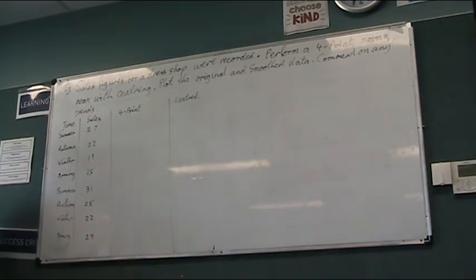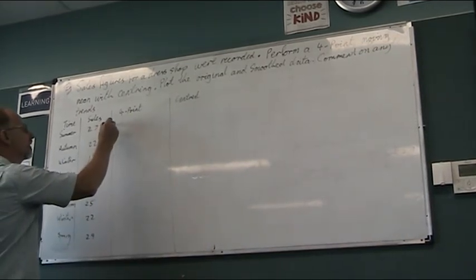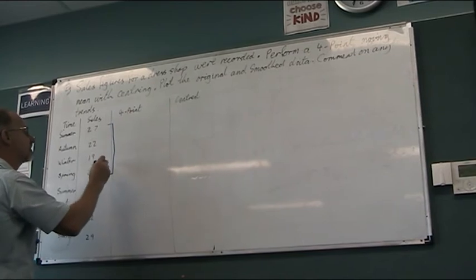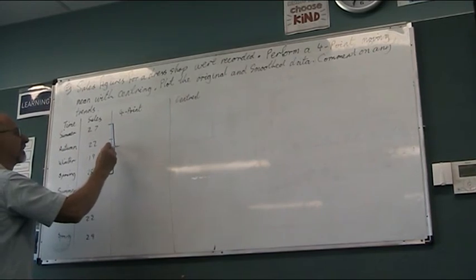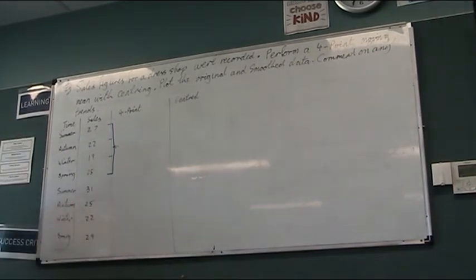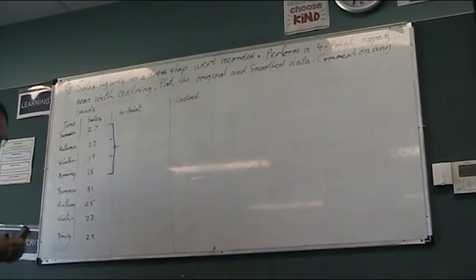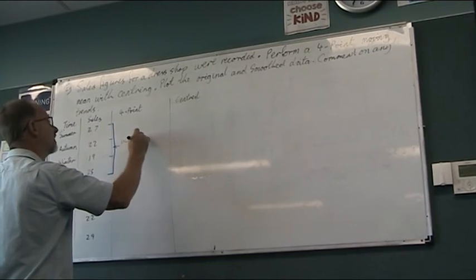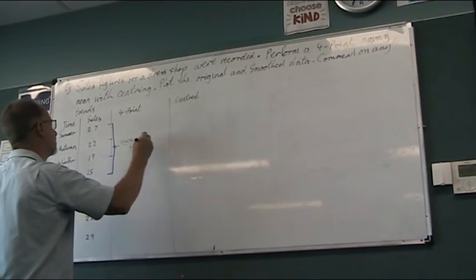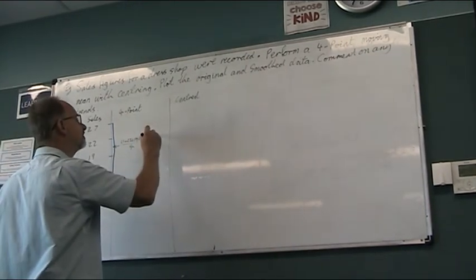All right, so 4-point average means we take 4 points and we find the average of those 4 points. And remember, the average of anything is in the middle. So this average is going to be between this autumn and winter. When we work it out, we add those together: 27 plus 22 plus 19 plus 25, divide by 4 because that's how many there is, and we end up with 23.25.